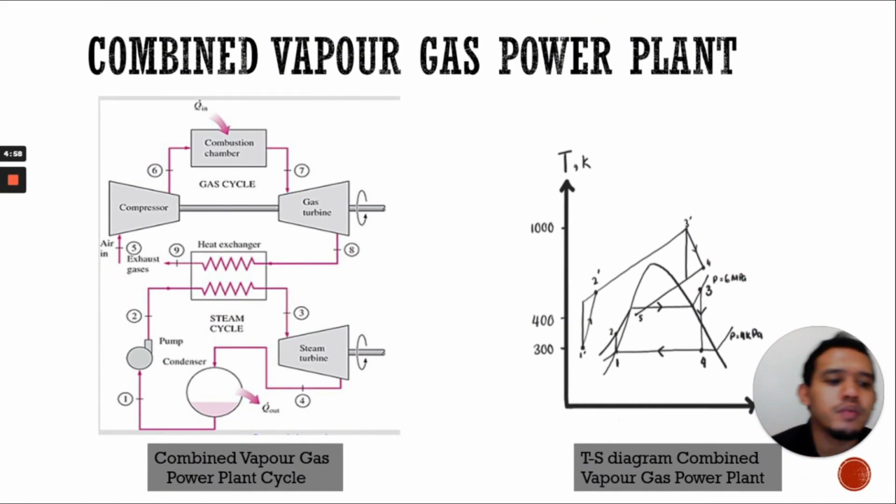Assalamualaikum warahmatullahi wabarakatuh. My name is Ifram Azman, ID MA1908. Today I would like to present about the combined vapor gas power plant. As you can see, the combined vapor gas power plant consists of a gas cycle and a steam cycle through a heat exchanger or boiler.